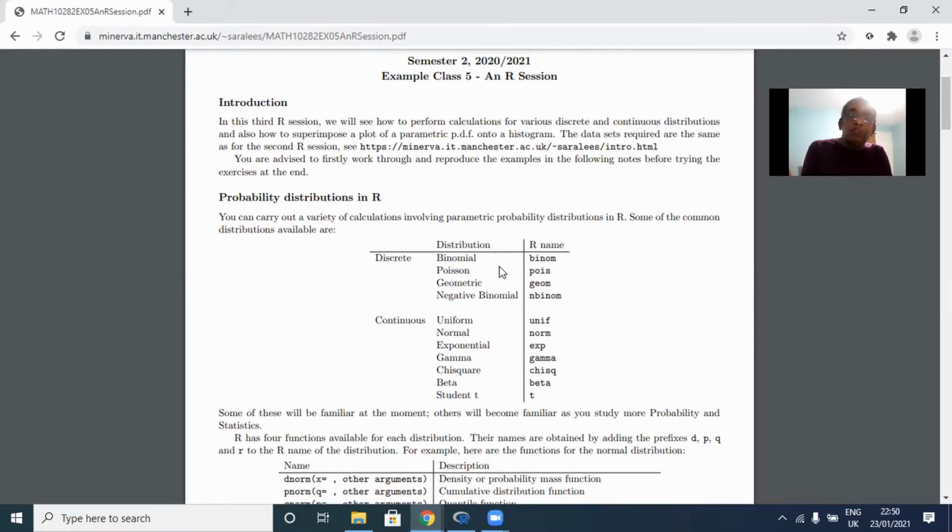There is a name in R for each of these distributions. For example, binomial is called binom, Poisson is called pois, geometric is called geom, uniform is called unif, normal is called norm, and so on.